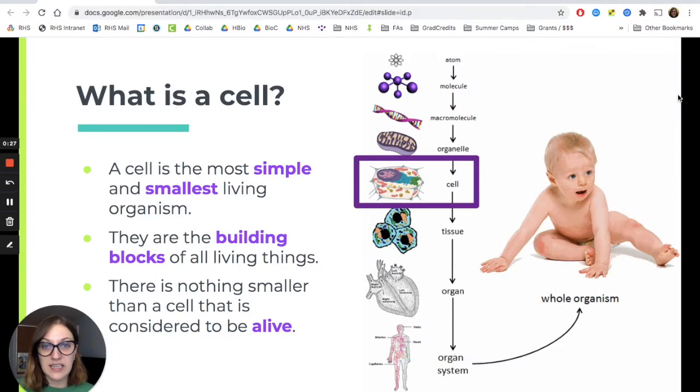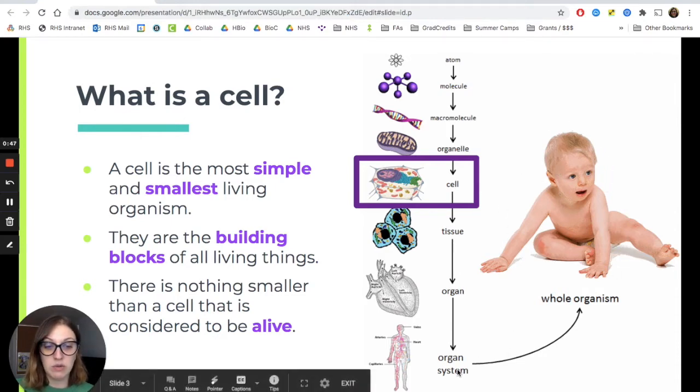So what exactly is a cell? A cell is the most simple and smallest living organism. Cells are the building blocks of living things, and there is nothing smaller than a cell that is considered to be alive. If you take a look at this picture, here we see an example of a whole organism.